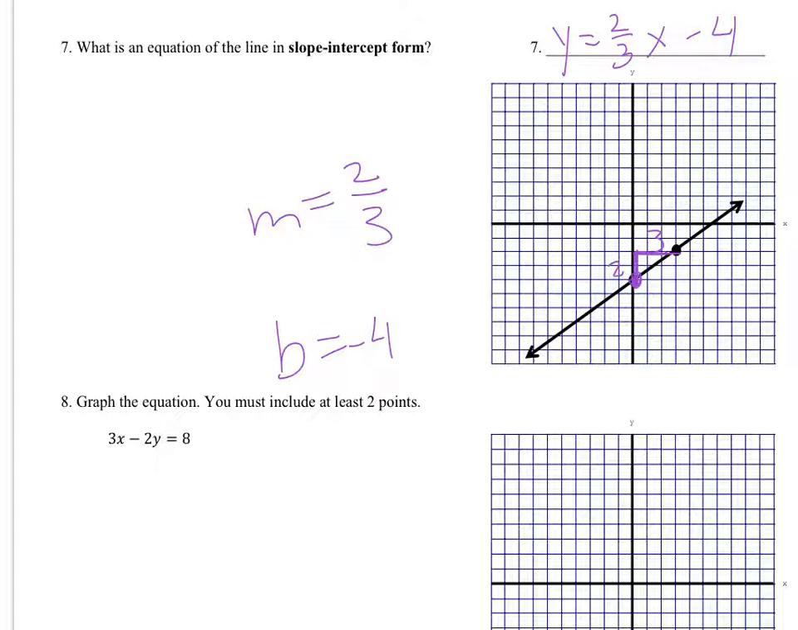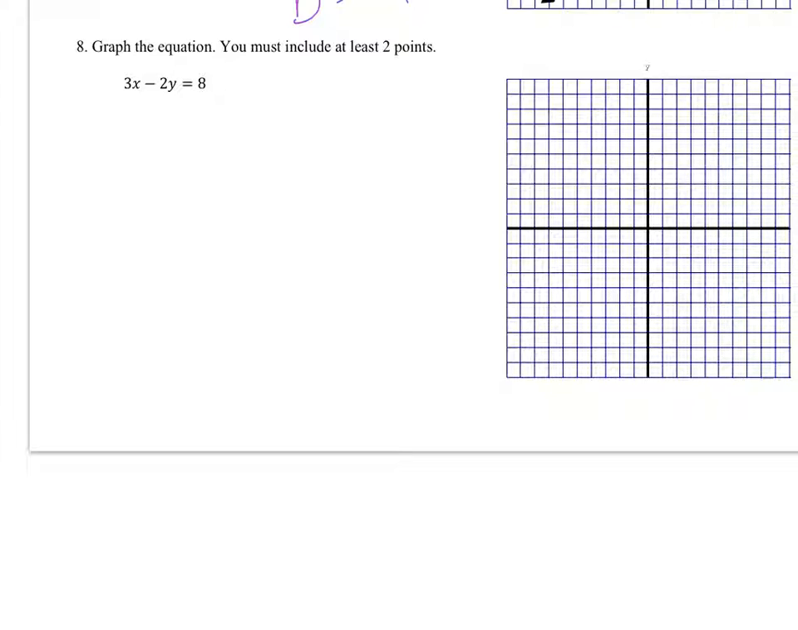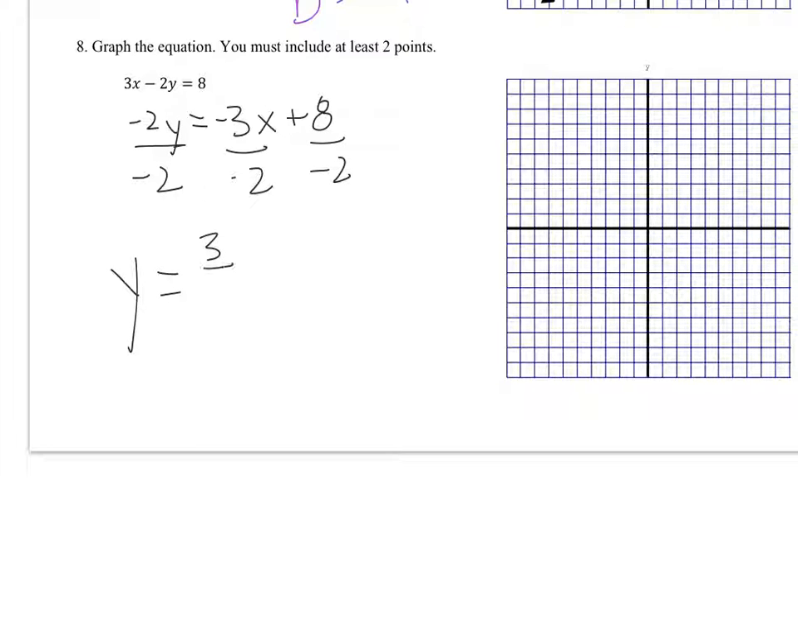Question 8. Whoopsies. Question 8. Graph, and you must have at least 2 points. There's 2 ways that you can do this. I'm going to actually find what the y is equal to instead of finding intercepts. So I'm going to solve for y. First thing I'm going to subtract. Do not forget that this is subtracting. That should be negative. That stays a +8. And then divide by -2. When I divide this by -2, my equation becomes y = 3/2 x minus 4. So plot my y-intercept first.